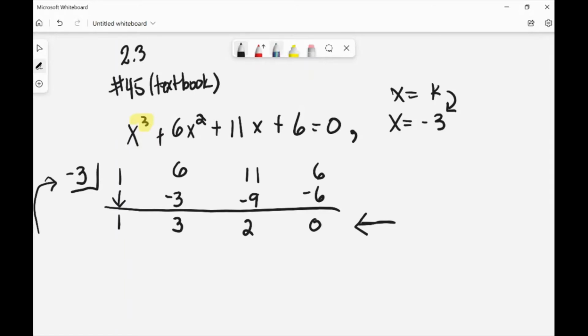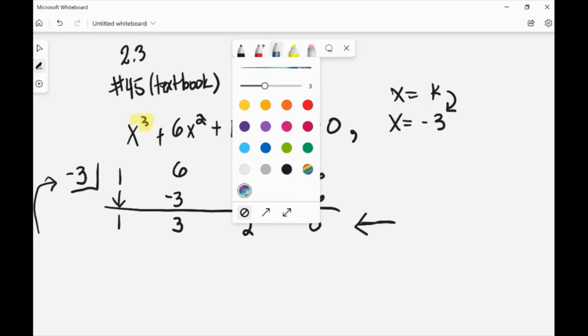Can I change the color on this thing? I don't even know. I don't even know how to work this. Oh, okay. Here we go.